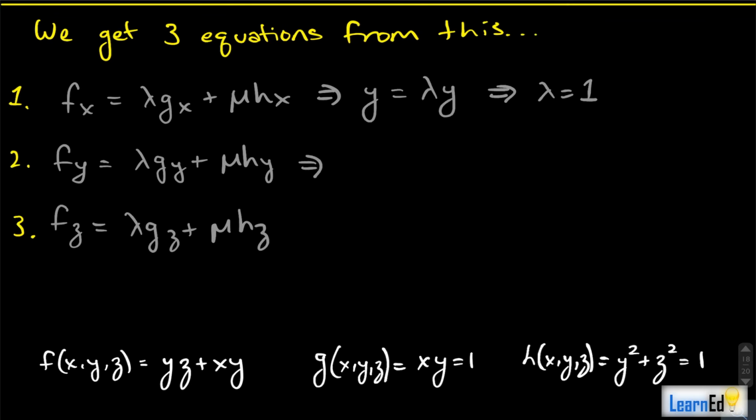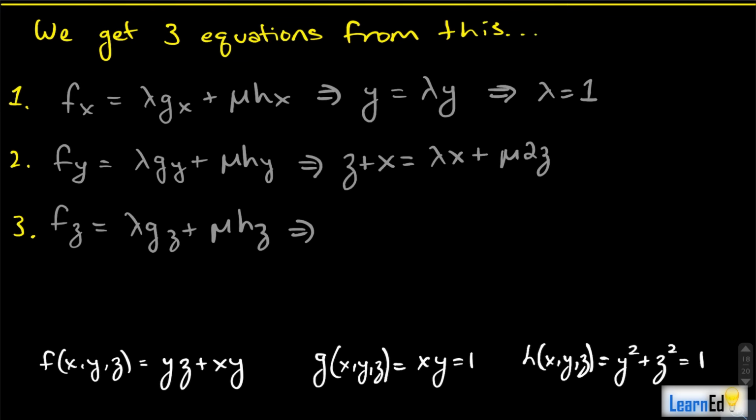We have the partial of f with respect to y is just going to be z plus x. And that's going to be equal to lambda times the partial of g with respect to y, which is x, and then we're going to add the partial of h with respect to y times mu. So that's going to be mu times 2z.